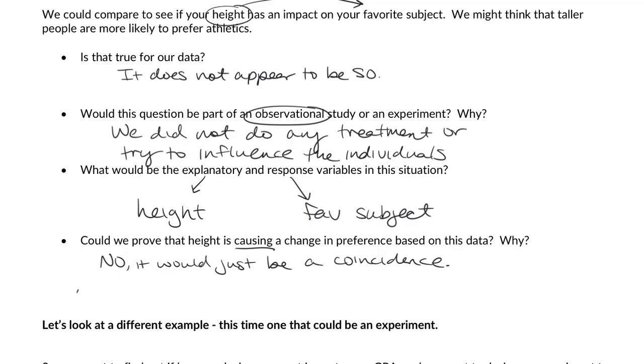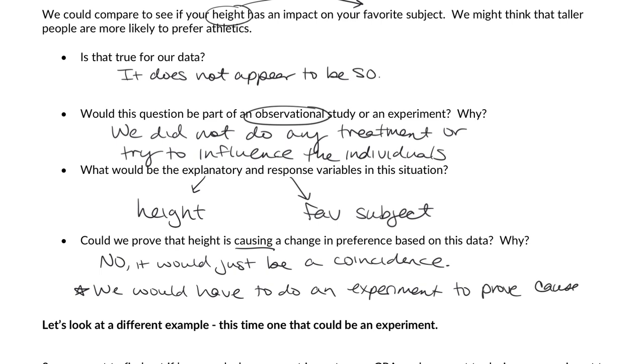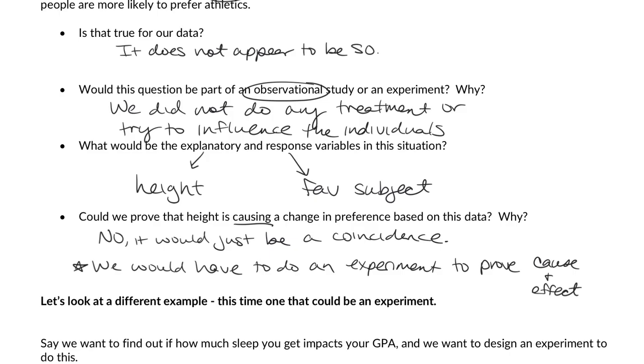Main idea here, we would have to do an experiment to prove cause and effect. Since we just had this observation, from observational studies, you cannot determine cause and effect. You can find association, you can find coincidence, but you cannot claim cause and effect when all we've done is observe.